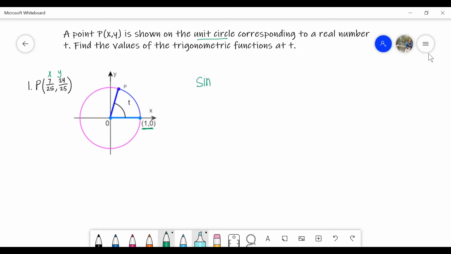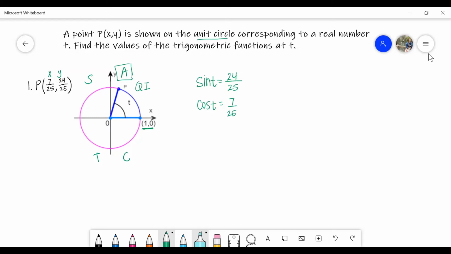So you've got sine of t, again, remember that's a t, is your y value, so that's 24/25. That makes sense. We're in quadrant 1, right? So it's all students take calculus. We're in the all category. Next up, we've got cosine of t, and that's my x value, so that's 7/25.